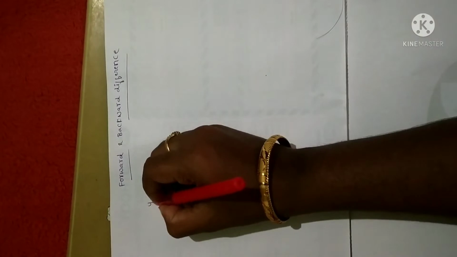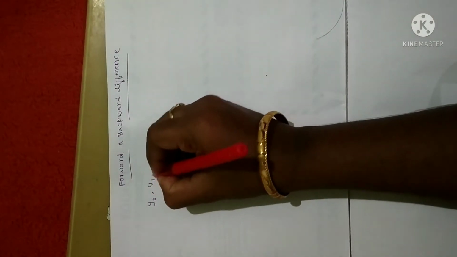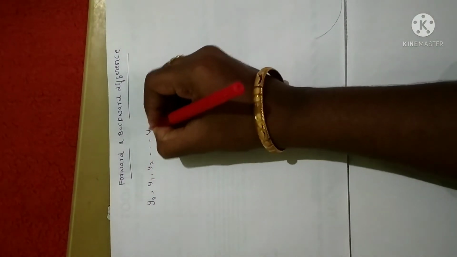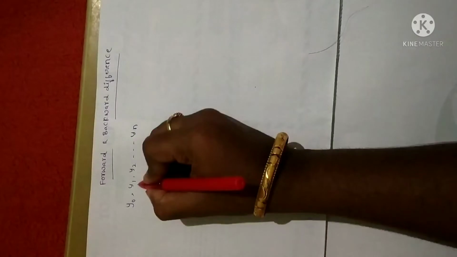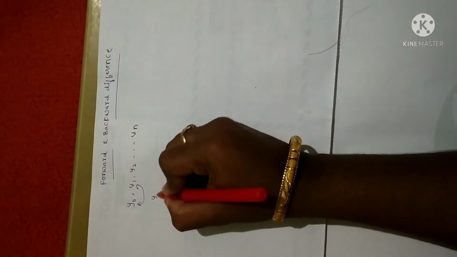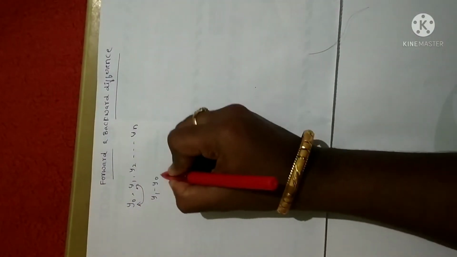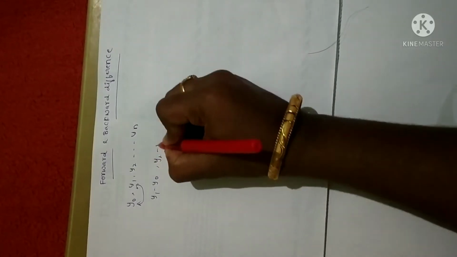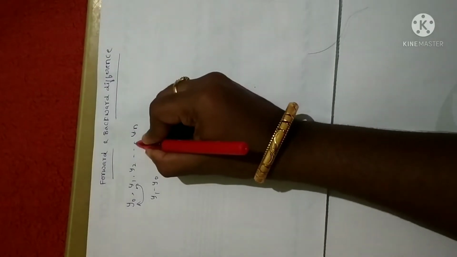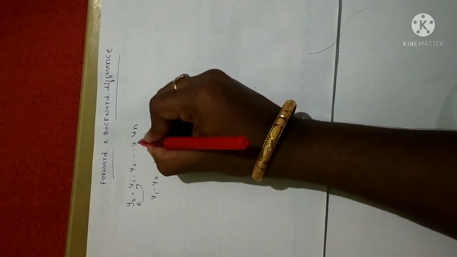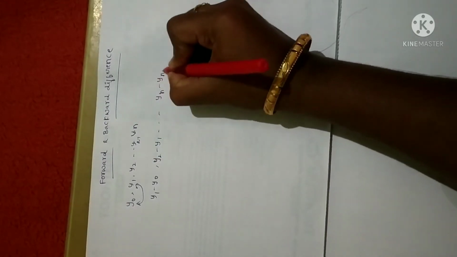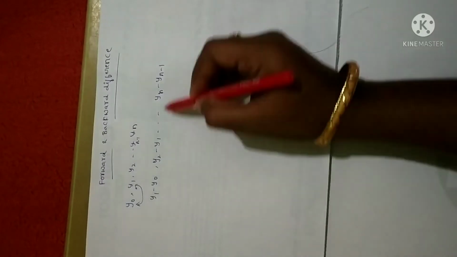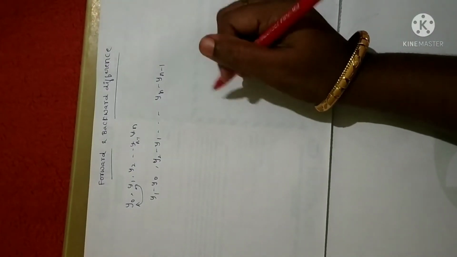Suppose you have a set of values of y, something like y0, y1, y2, so on, yn. If n number of y values are given, then we can define the difference of these two values, y1 minus y0, and the difference of these two values, y2 minus y1, so on. What is the previous value for this? It is yn minus 1, right? Previous value. So yn minus yn minus 1. Such differences are called first forward differences.